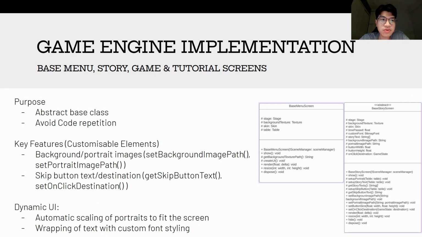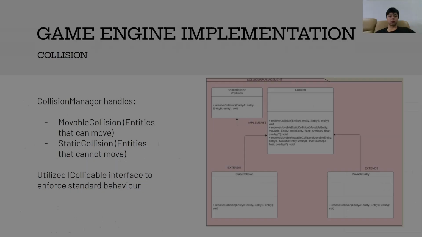Next, we will now go through the implementation of base menu, story, game, and tutorial screens. For this, we will use base menu and story screen as an example. So the purpose of these base screens is to act as an abstract base class to avoid code repetition. Some of the key features of menu and story screen include being able to customize background or portrait images, as well as the text in the skip button, as well as where it clicks to. Next, it provides dynamic UI, which means the automatic scaling of portraits to fit each user's screens, as well as the wrapping of text with custom font styling.